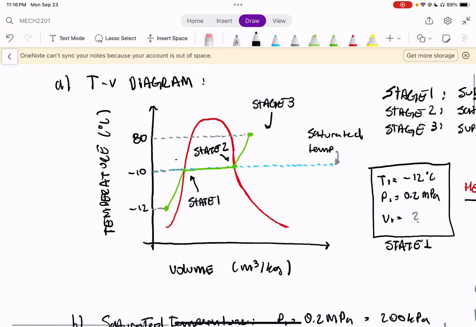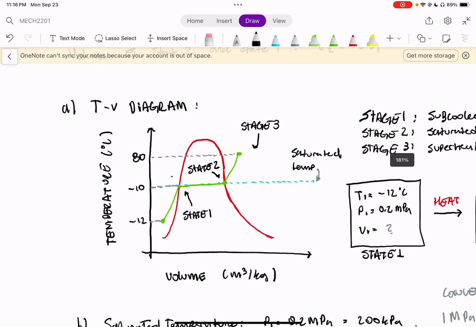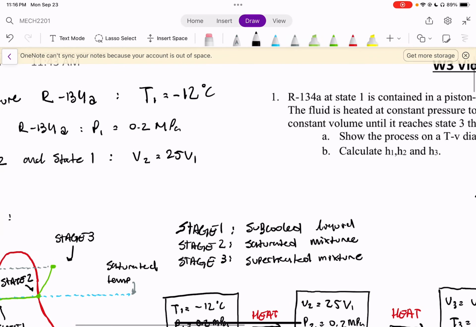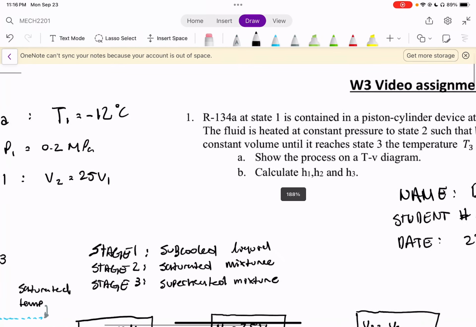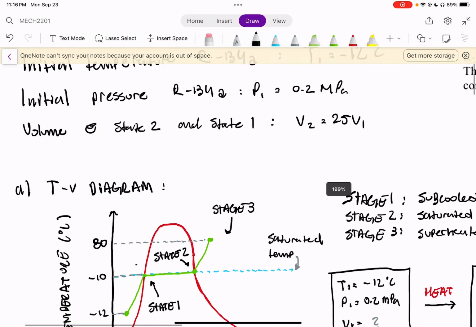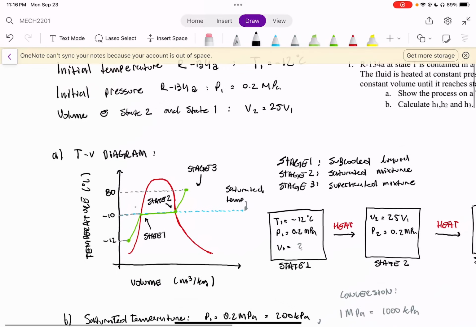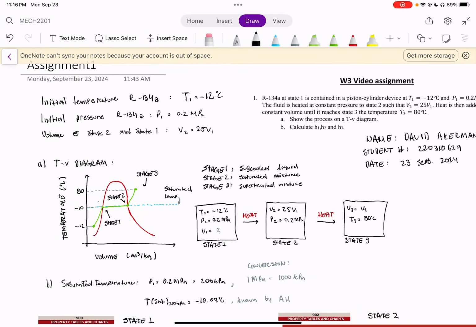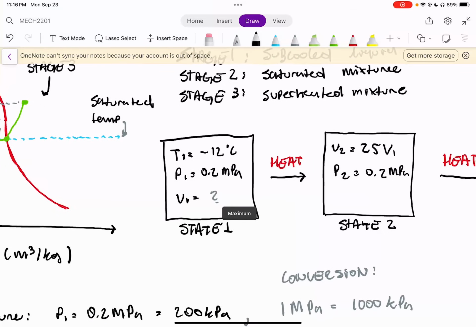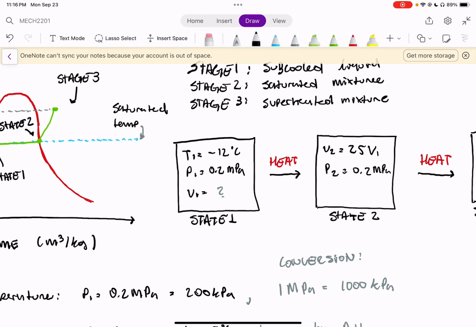Here we have also, in the blue line, the saturated temperature, which is negative 10 degrees. It starts off at negative 12 degrees Celsius, as shown by the state, because it's temperature 1, and it ends off at 80 degrees Celsius, which is temperature 3. Now, this is stage 1. Stage 1 starts off at negative 12. The pressure 1 is 0.2 megapascals, and we don't know the volume 1.